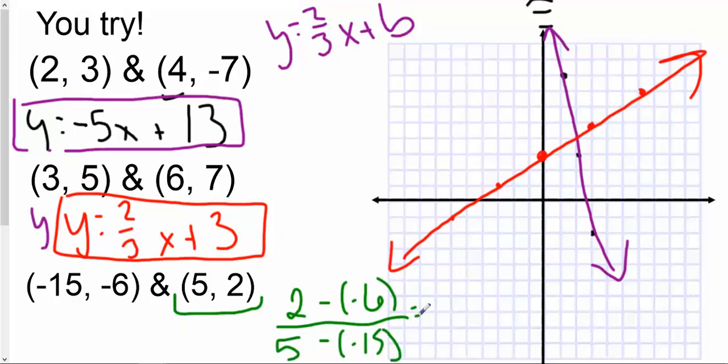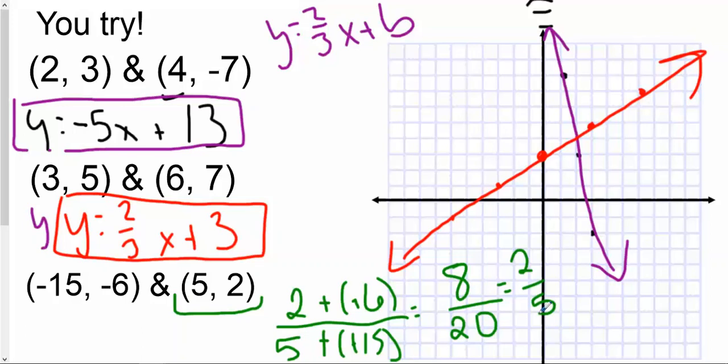So on the top, the 2 minus a negative 6 means it's really 2 plus 6. So that'll give us 8. And on the bottom, 5 minus a negative 15 is 5 plus 15, which is 20. So we'll simplify that down. What can we take out? Well, what's the greatest common factor of 8 and 20? That's going to be 4. So we'll say this is 2 over 5. So we have a slope of 2/5.